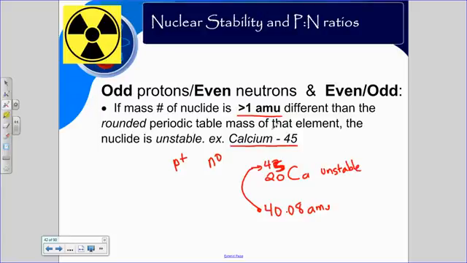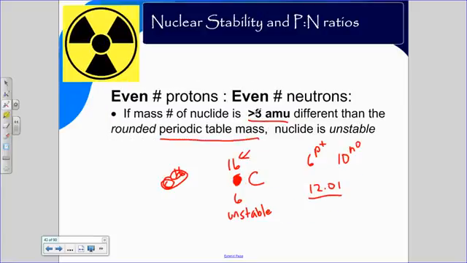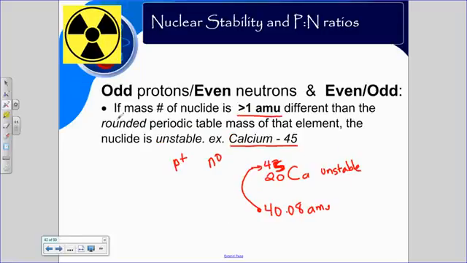Okay. So we had 3 conditions: odd-odd, and there were 4 possibilities that are stable. Even-even, which allows us to have a fudge factor of about 3 AMU difference between the nuclide and the average atomic mass. And then odd-even, which gives us the very small fudge factor of about 1 AMU difference to predict instability. So those 3 factors help us determine the stability of a nuclide, okay, a specific isotope.